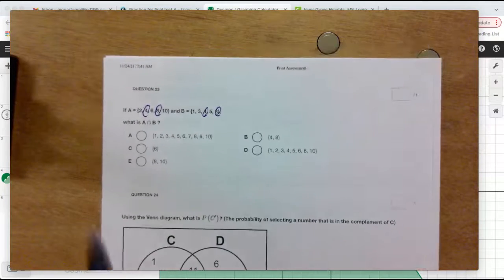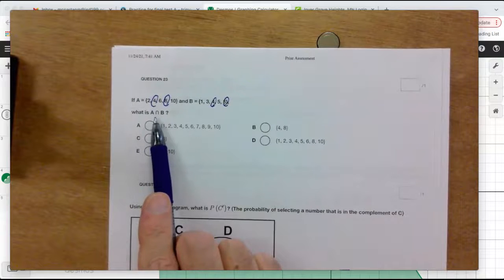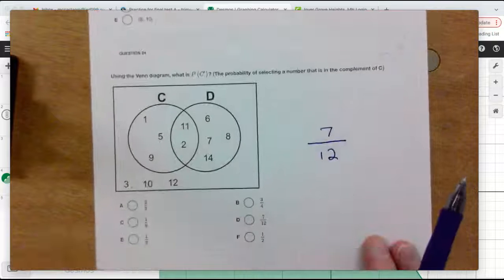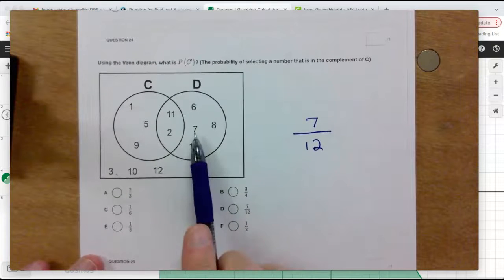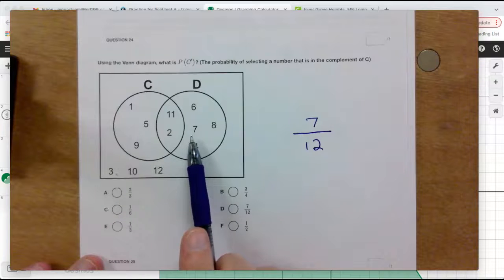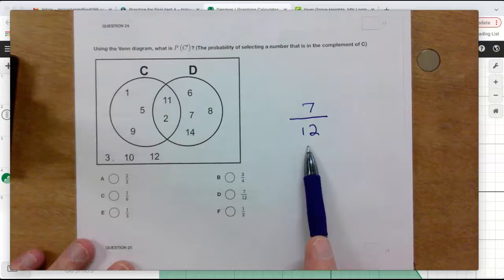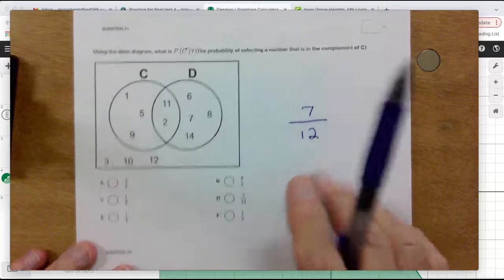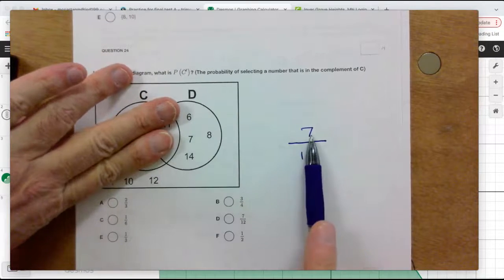All right, guys, 23. Again, it's intersect. A intersect B. What do they have in common? All right, the Venn diagram. Guys, all the probability of all the numbers. How many numbers are there? I counted 12. This says the ones that are not in C. All right, not in C, the complement of C. So I just covered up C. 1, 2, 3, 4, 5, 6, 7 was on top.